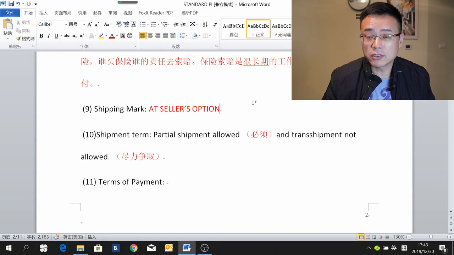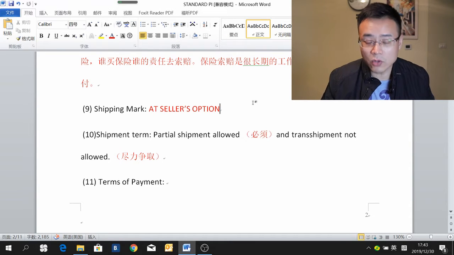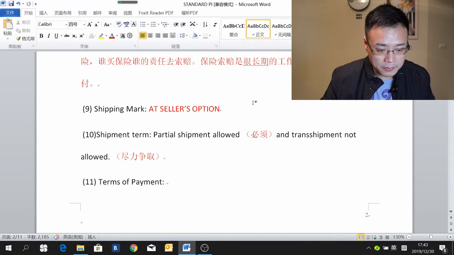Don't take it for granted that every port is well organized. Even Jebel Ali port, the most famous port in UAE, in the whole world, from time to time we have had our cargo taken by somebody else and we cannot even find it. We cannot even trace it. So a proper shipping mark is very important.